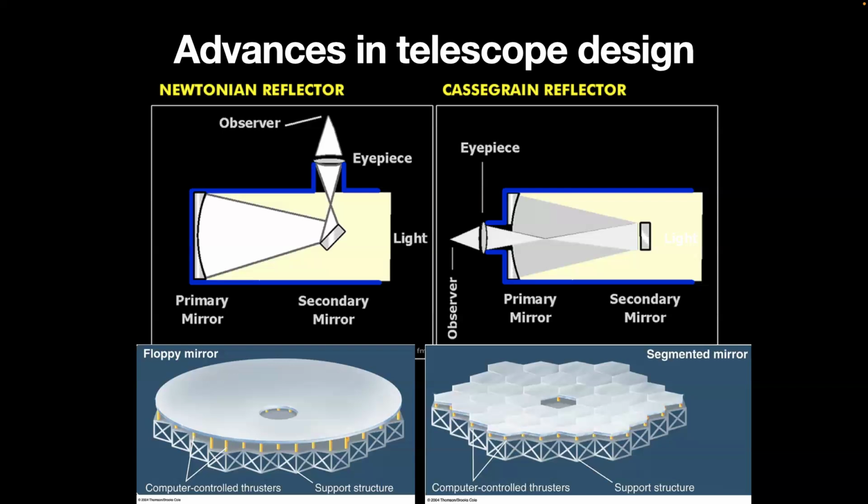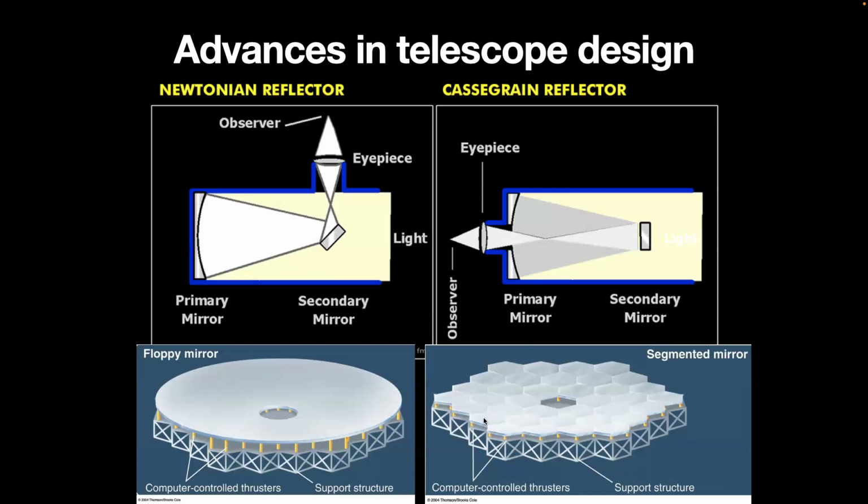There have also been advances in mirror technology, and this has been especially important as we've sent telescopes into space, right? We want to save as much rocket fuel as possible. We want our mirrors to be as light and efficient as possible. So we can make very thin, floppy mirrors, called floppy mirrors. And we can make segmented mirrors, like this kind of looks like the James Webb Space Telescope might use.